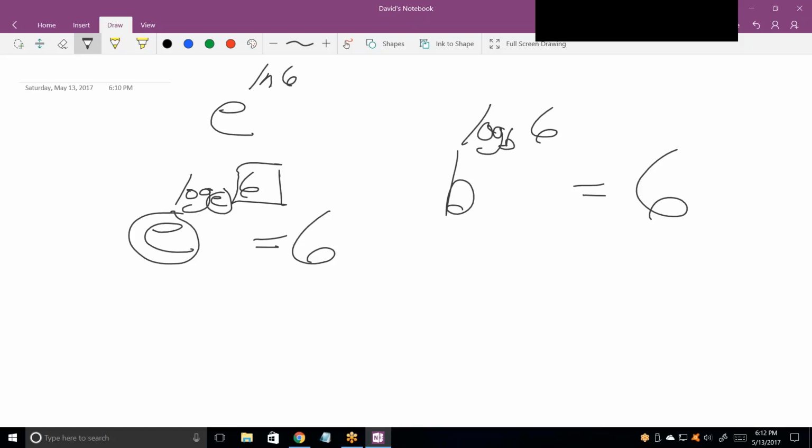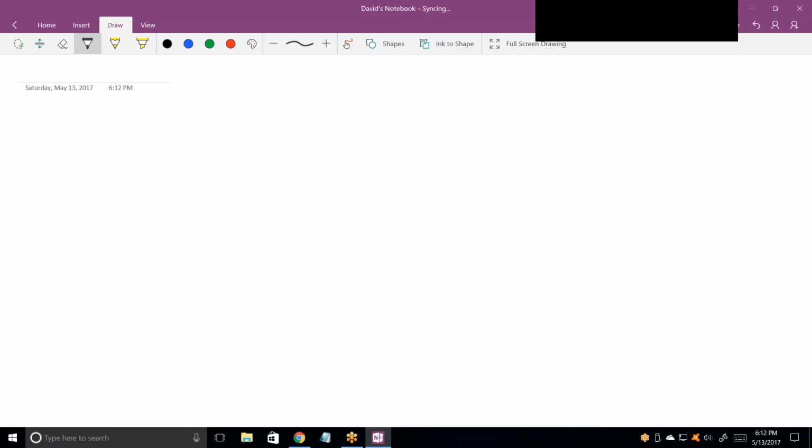Okay? Sometimes it makes the problem a little easier if instead of writing natural log, you write log base e, like that one. That was easier to figure out if I wrote log base e instead of natural log. Okay, what else?